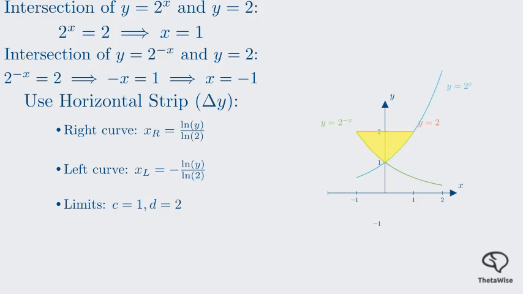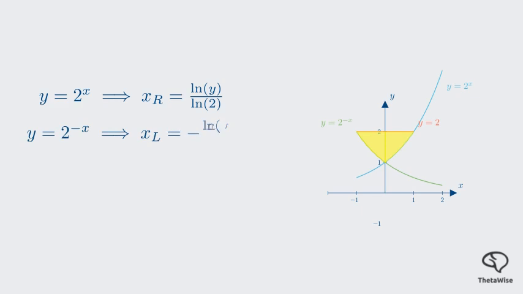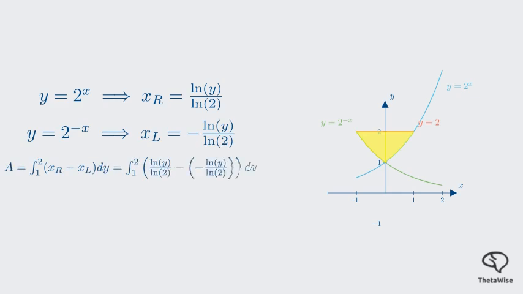Since we're using horizontal strips, we must rewrite our equations for x in terms of y. We already did this in our first example. From y equals 2 to the x, we get x equals natural log of y over natural log of 2. From y equals 2 to the negative x, we get x equals negative natural log of y over natural log of 2. Our integral is from y equals 1 to y equals 2 of x right minus x left.